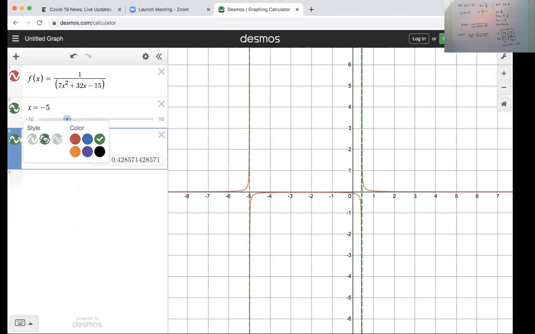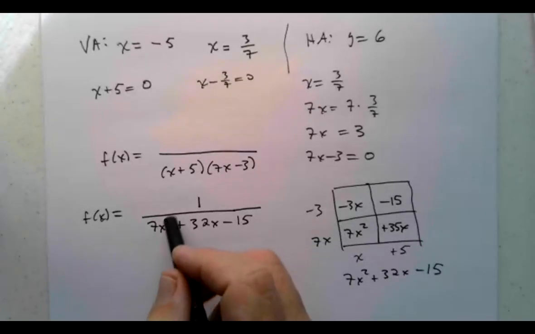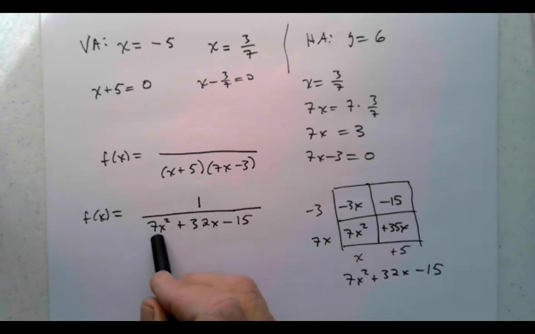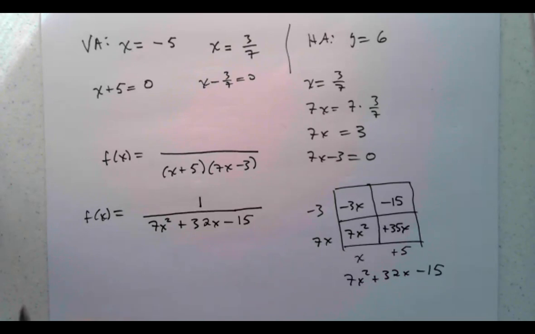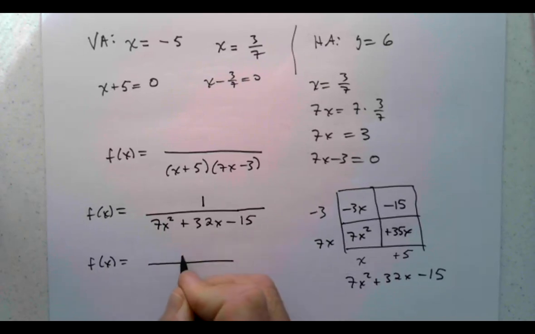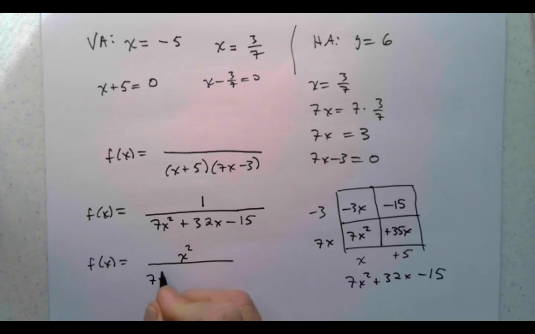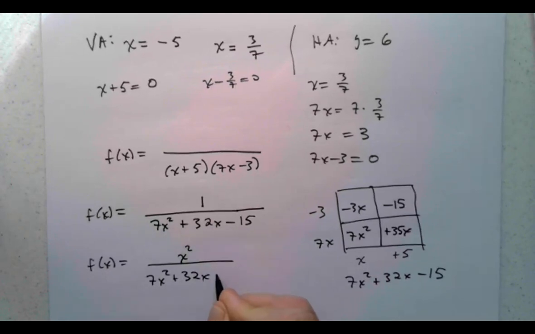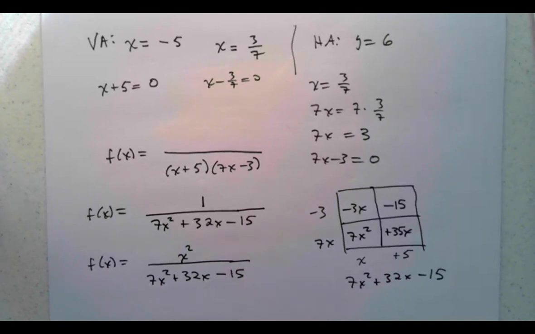So now we have to go ahead and adjust the horizontal asymptote. Now, how are we going to construct a rational function that would have that as a horizontal asymptote? Well, I need the degree of the top and the bottom to be the same. So the degree of the bottom is x squared. I need the degree of the top to be x squared. So if I just put x squared up top and nothing else, the degree of the top is x squared. And then 7x squared plus 32x minus 15. Although now, what would my horizontal asymptote be? It would be 1x squared over 7x squared. My horizontal asymptote here would be 1/7.